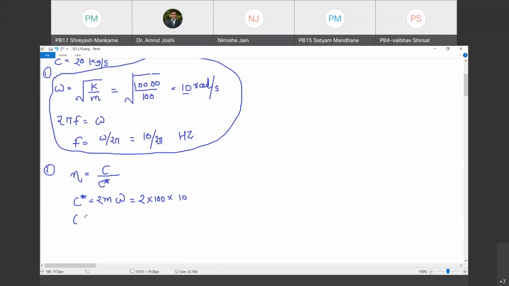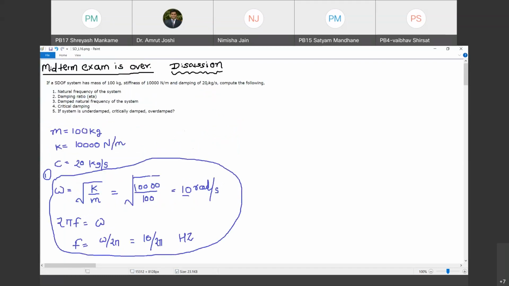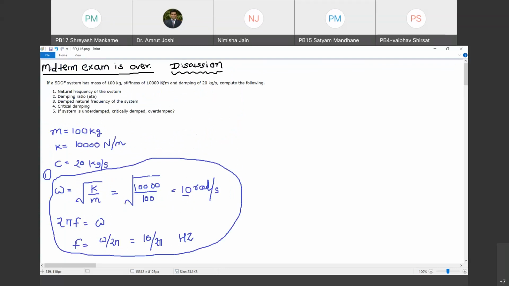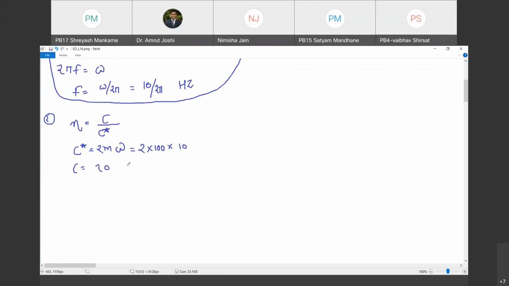See, what is the value of C? C is given as 20 kg per second. So you have to just check the consistency of units. Here everything is consistent. Force is in Newton. That means mass is in kg, time is in second, and length is in meter. So everything is consistent. We don't have to worry about anything. So therefore C is equal to 20 kg per second. Happy? Yes, sir.